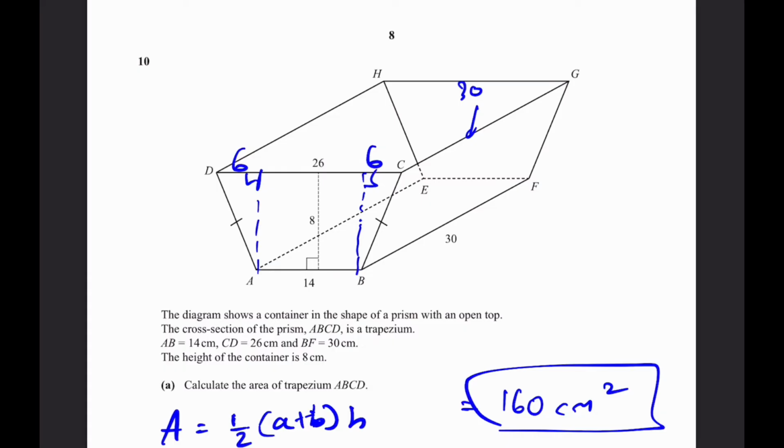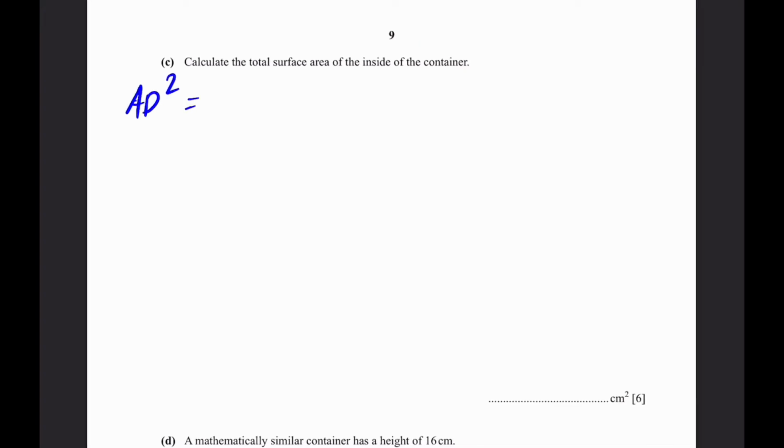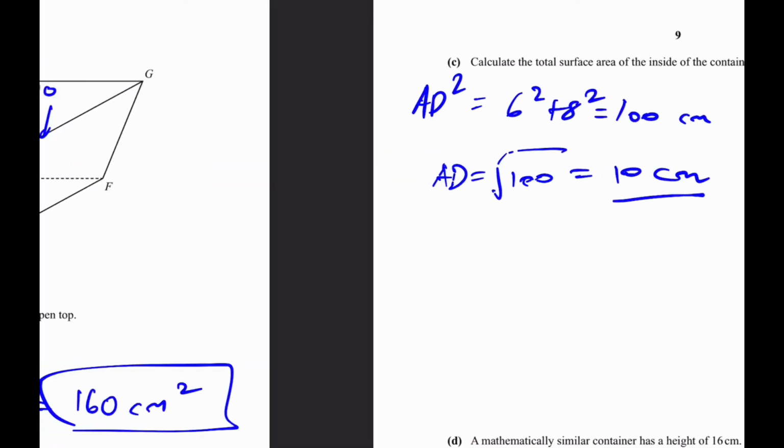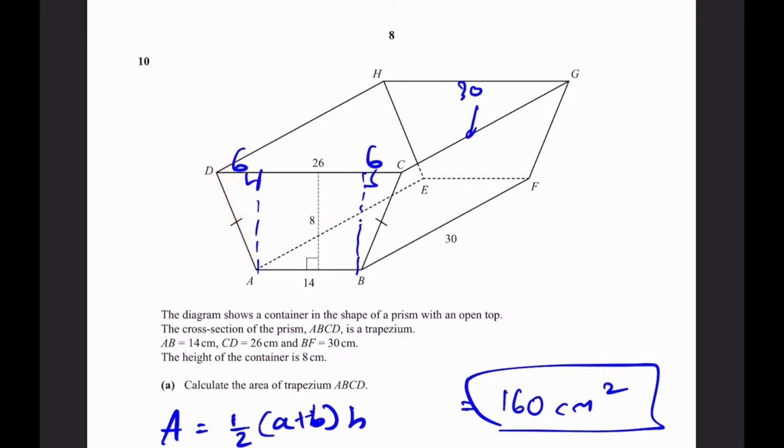Alright, now we can find the side length here. Since the height is 8, and the base of the triangle is 6, AD squared, which is the hypotenuse squared, is equal to 6 squared plus 8 squared, which is 100 centimeters. And AD is equal to the square root of 100, which is 10 centimeters. Now we have this length AD, and we can multiply by DH to find the area of one rectangle. And the same thing for the other side.